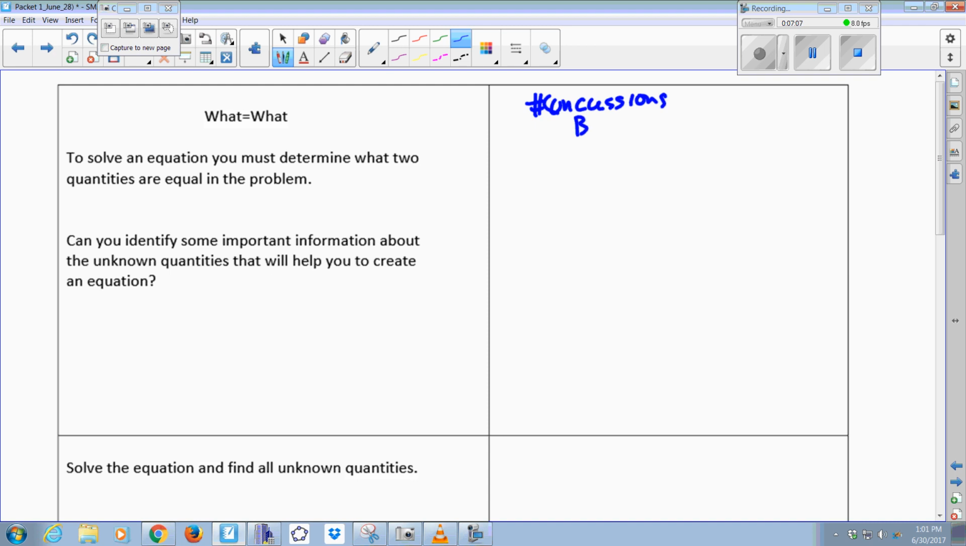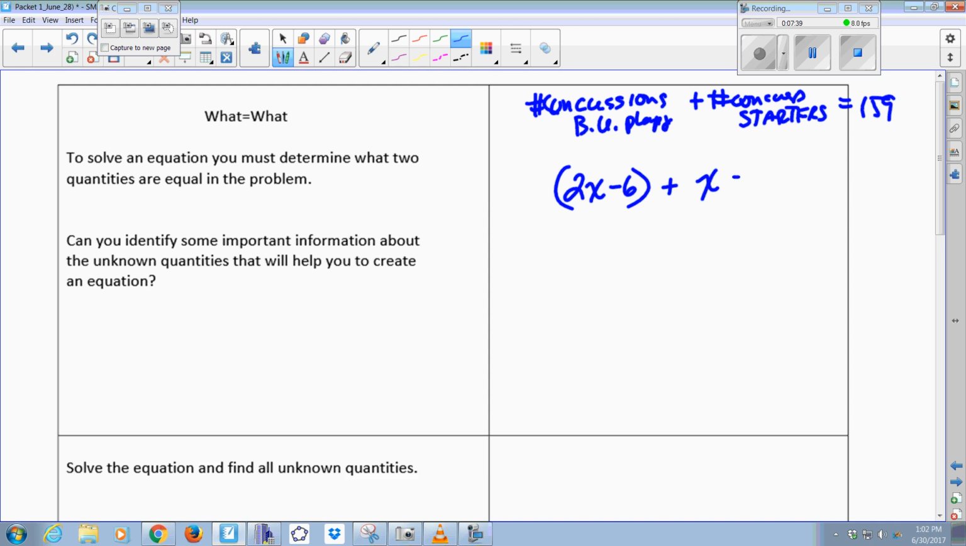So we know that the number of concussions for the backup players and the number of concussions for the starters equals 159. So now what we do is we use our algebra to represent these two numbers, the number of concussions for each type of player. So the number of concussions for the backup player was 2x minus 6, and we're going to add to that the number of concussions for the starters, and that's going to equal 159.